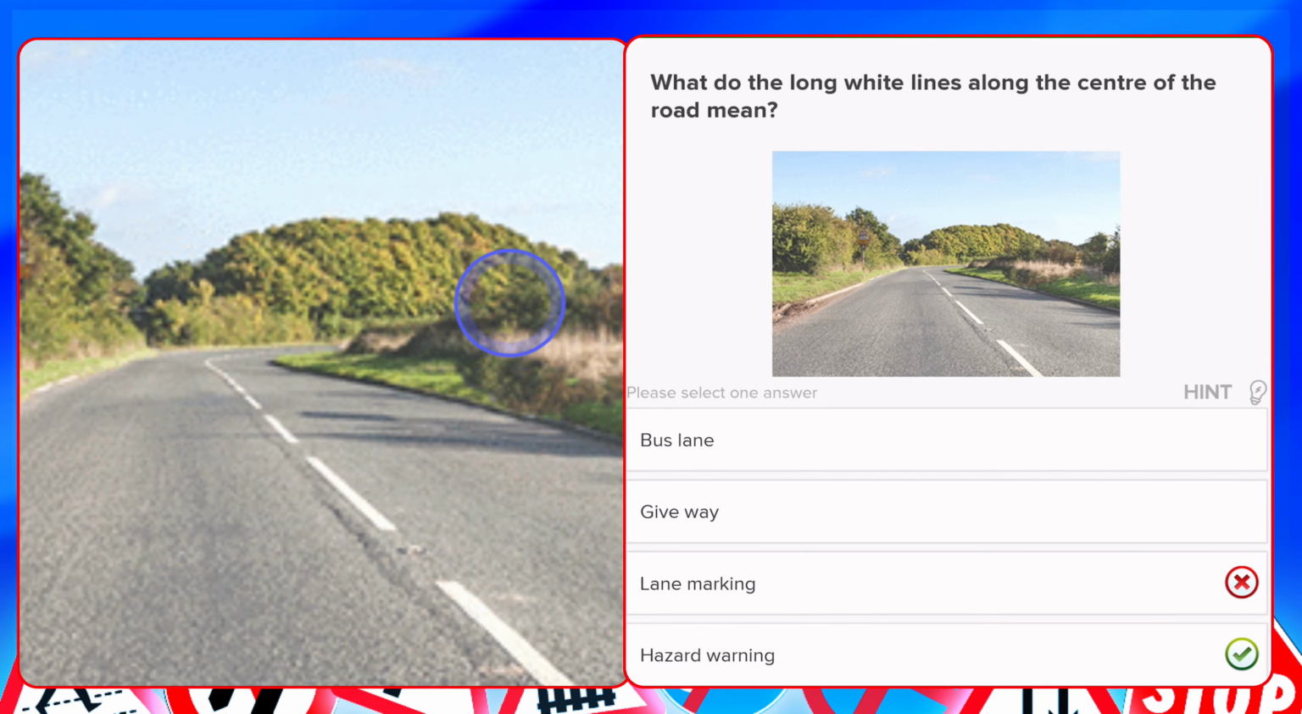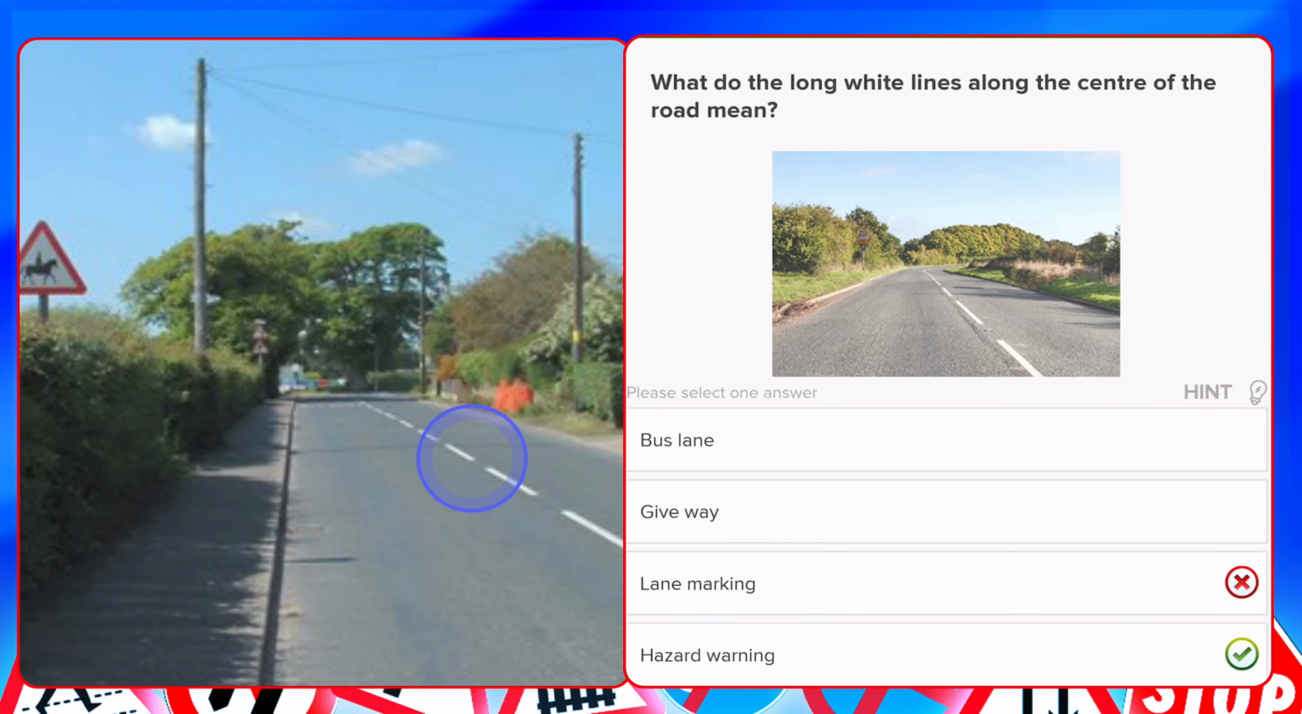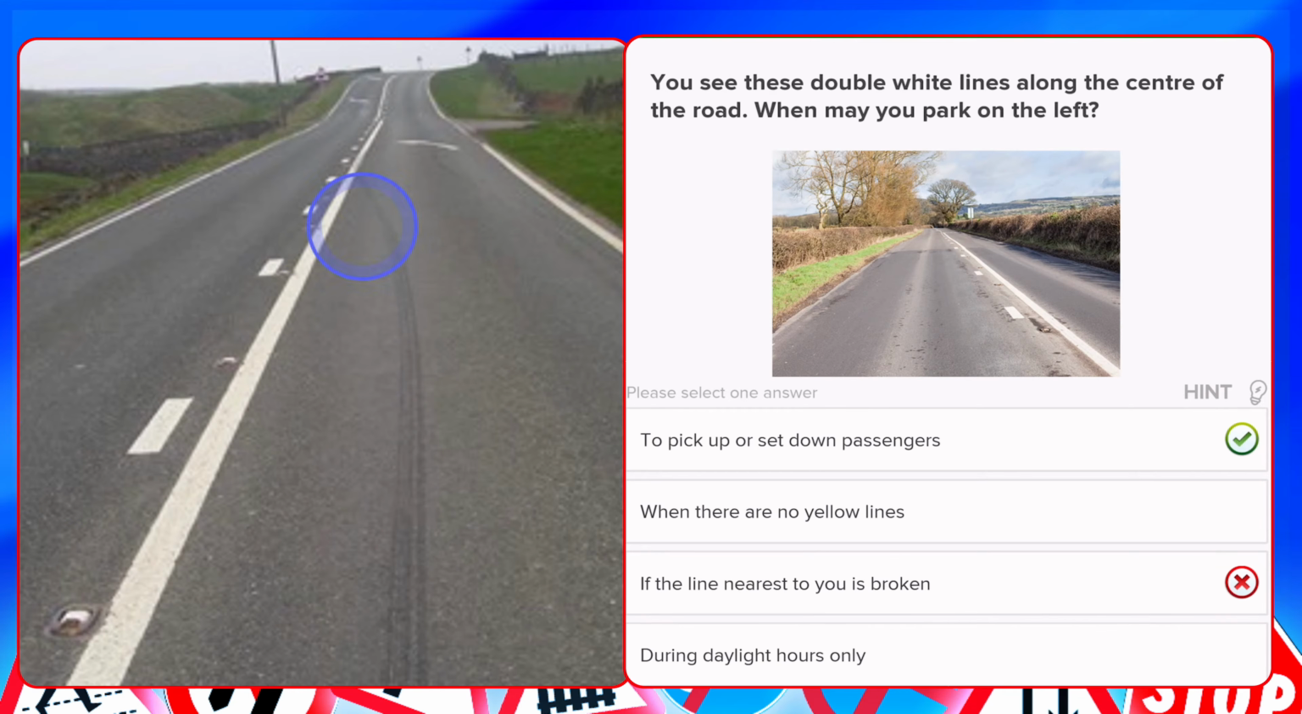Let's give you another visual clue of the hazard warning lines as well. And there you have another visual of the hazard warning lines in a different situation. And this image shows you the broken lines. Remember, you're going from bottom to top.